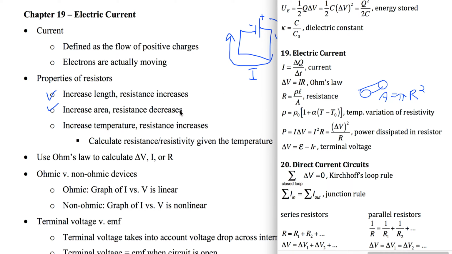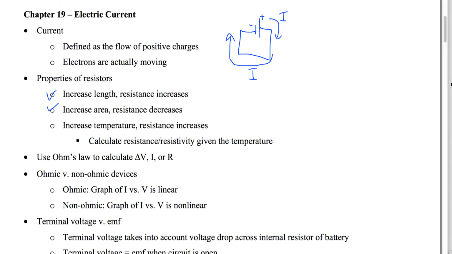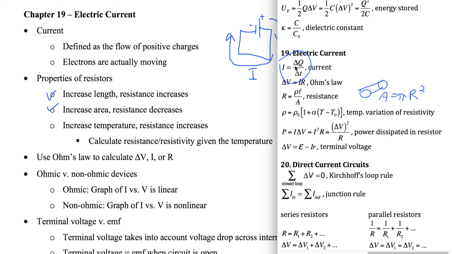Back to the first bullet here, since we're looking at the equations, we do have the definition of current right here. That goes with the first bullet. So be able to manipulate this equation to solve for any of the variables. The current is the charges that flow through per time. And then the next one here is, if you increase the temperature, the resistance increases.